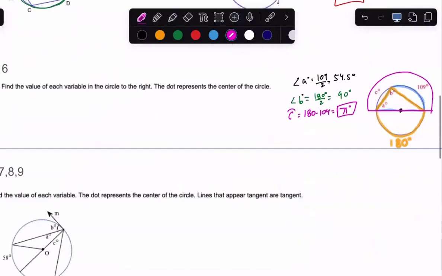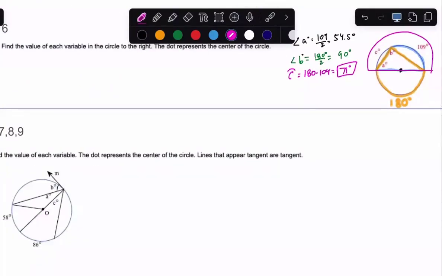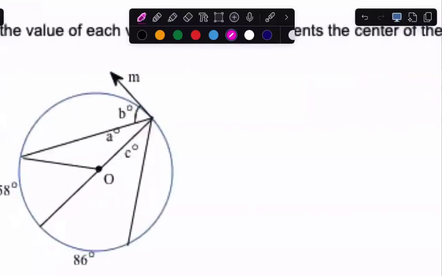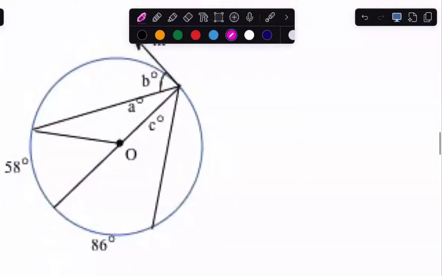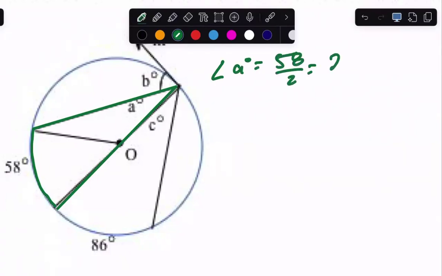All right, last problem, and then we're done. It says find the value of each variable. The dot represents the center of the circle, and the lines that appear tangent are tangents. Okay, so for angle A, use colored pencils, or you don't have to. It's half whatever the arc is. The arc is 58. So that means angle A is 58 divided by 2, which is 29.